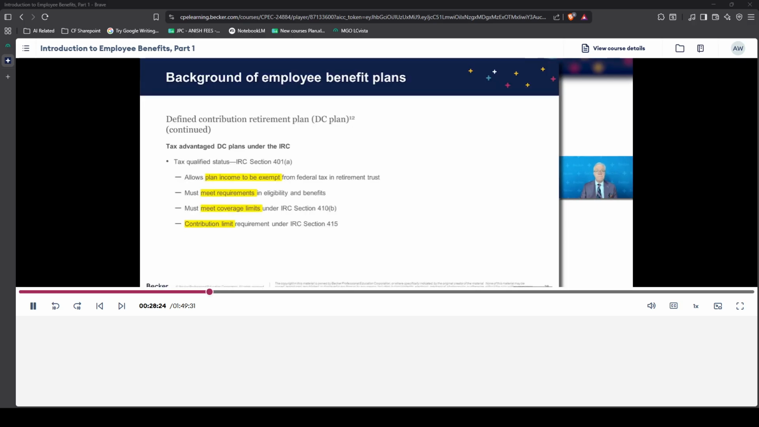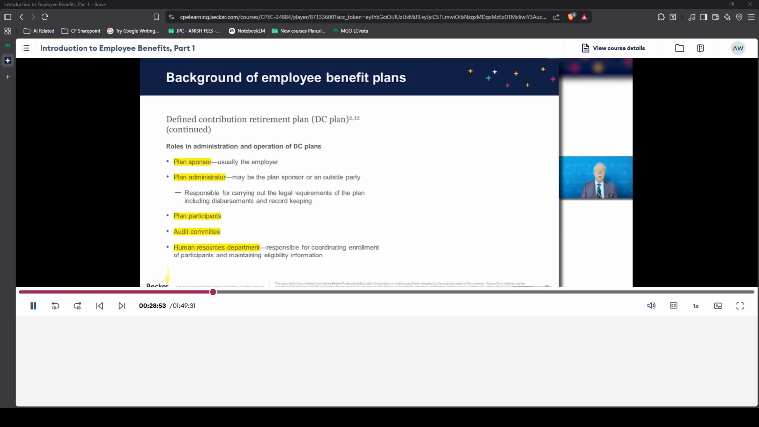So what are the tax advantages of a defined contribution plan? And we've just looked at all 8 that are associated in this area. Well, in this particular circumstance, first, it allows plan income to be exempt from federal tax in the retirement trust while it's earning and accruing. You must meet requirements for eligibility and benefits. You must meet coverage limits, and contribution limits are in place.